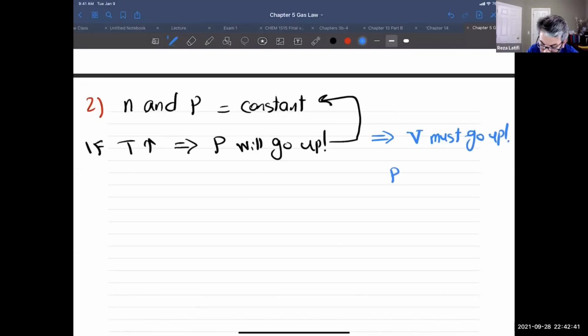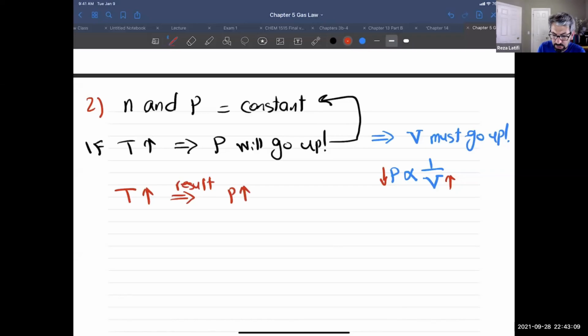Why must volume go up? Because pressure is inversely connected to the volume. If volume goes up, pressure will go down. So every time we heat the object, pressure will go up. In order to keep the pressure constant, we need to let the volume go up. So temperature will go up, resulting in higher pressure. So I'm going to say, try to keep pressure constant. In order to do it, V or volume must go up.